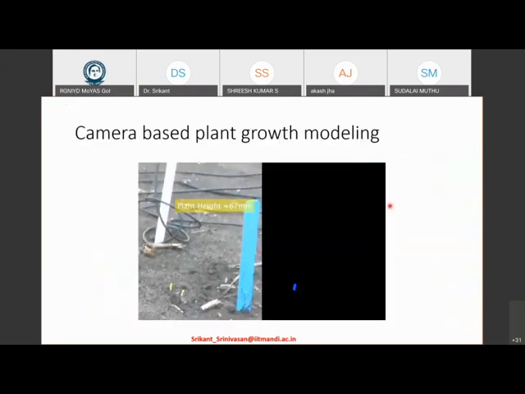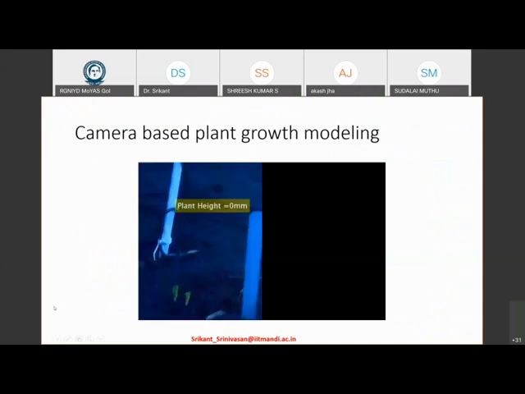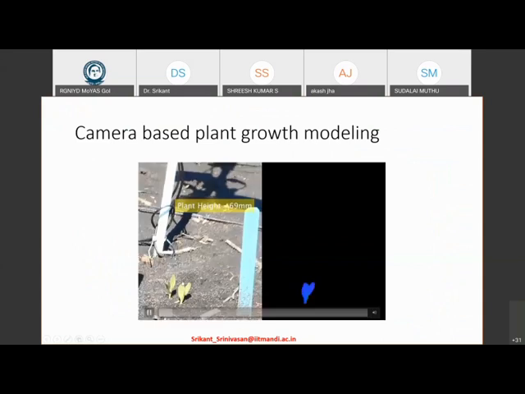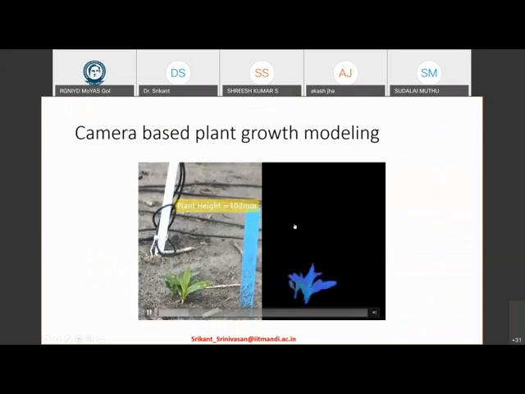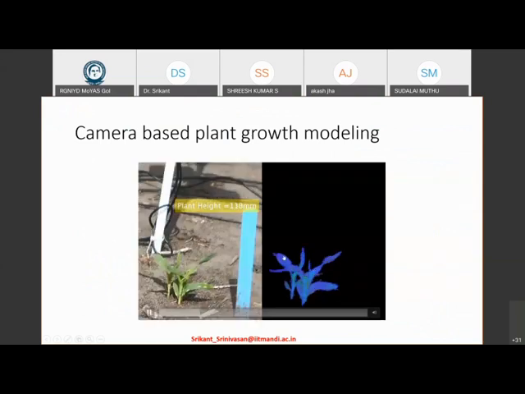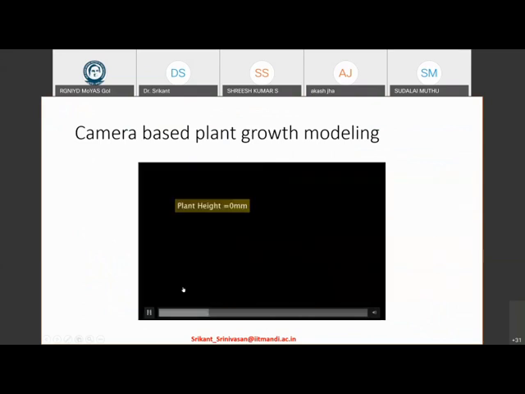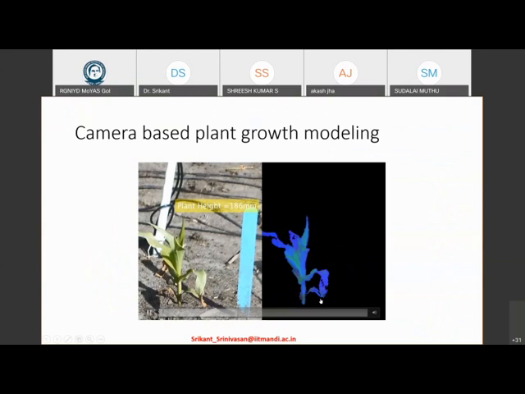Here is an example of something we did. We added a camera, and let me see if I can play this. Yeah. On the left side, you see plants which are emerging from the ground. The right side is the same image after I have done image processing. I have eliminated the entire background by transforming to a different color space. And now I'm directly measuring only the plant traits.